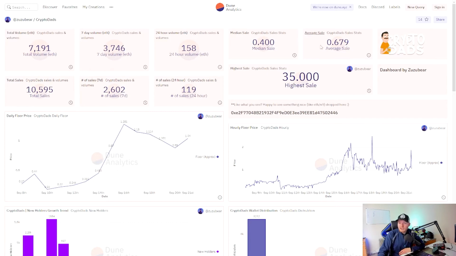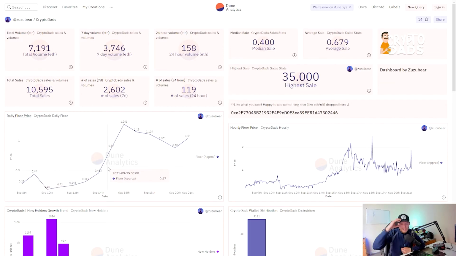I mean, you can see that the average sale is still sitting at 0.6, but the floor price right now is sitting at about 0.10. So there's a lot of different things that you can take from this and a lot of things that you can actually use to your advantage. Now, I would suggest looking at things like the daily floor price. You're going to be able to see how it's fluctuating.